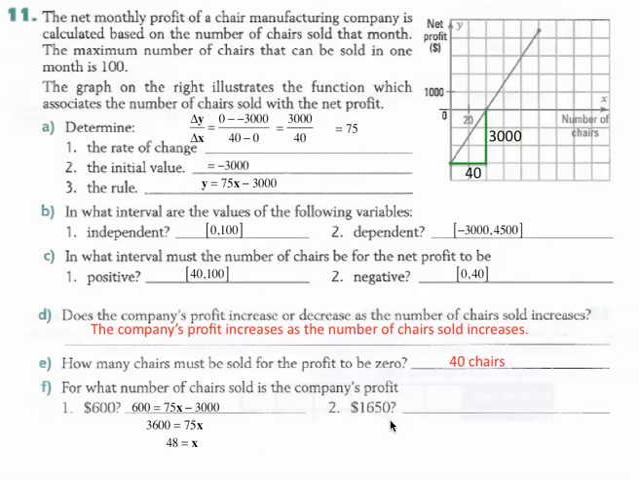For $1,650, I'm going to replace the y with 1,650, which is equal to 75x minus 3,000. Add 3,000 to both sides, so 4,650 is equal to 75x. Divide both sides by 75, and you have 62. Yay! For 62 chairs, a huge profit of $1,650 is made.